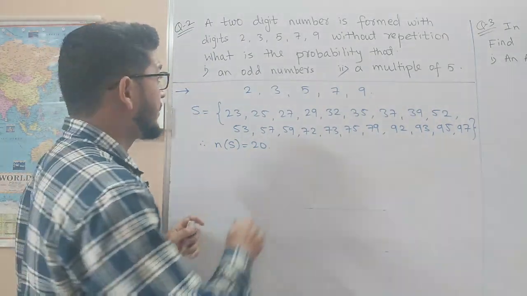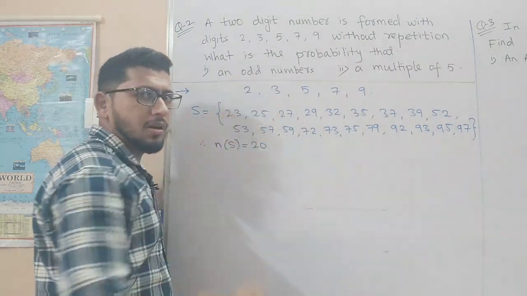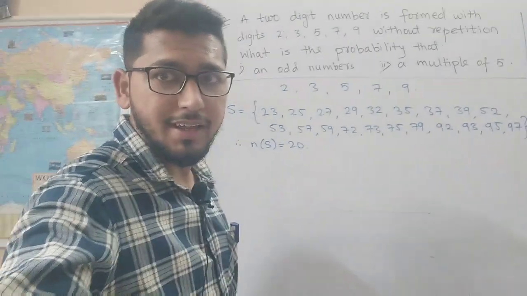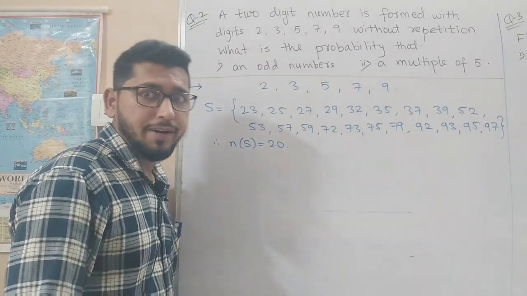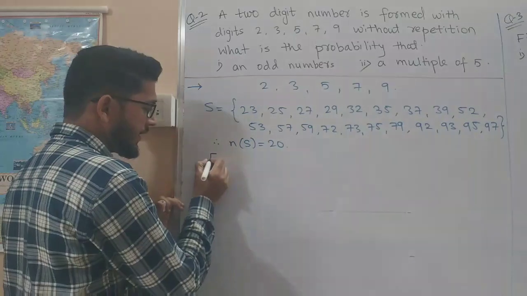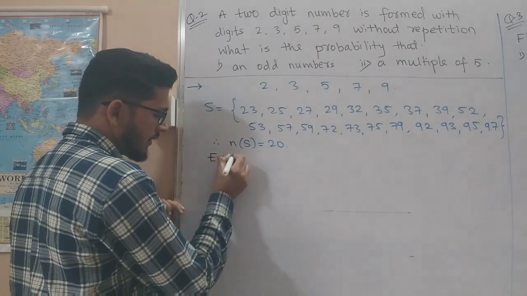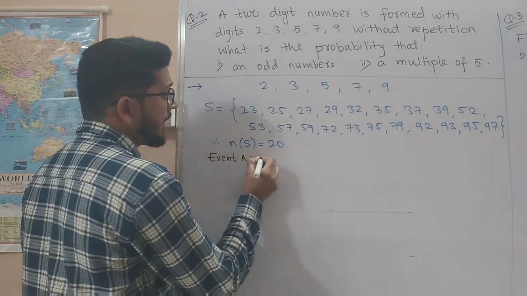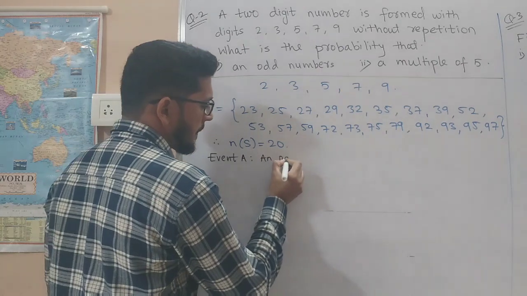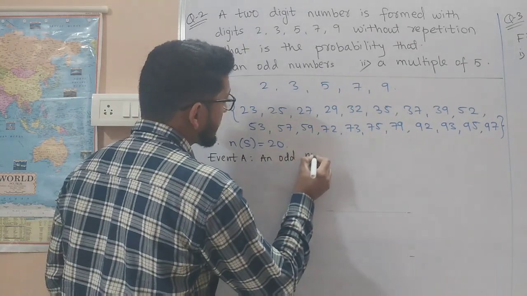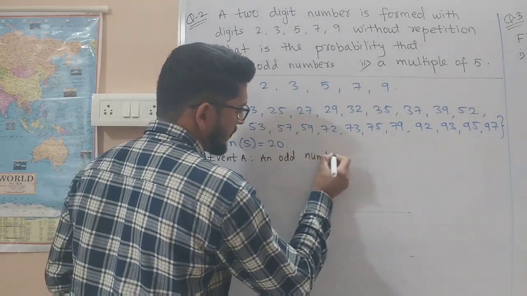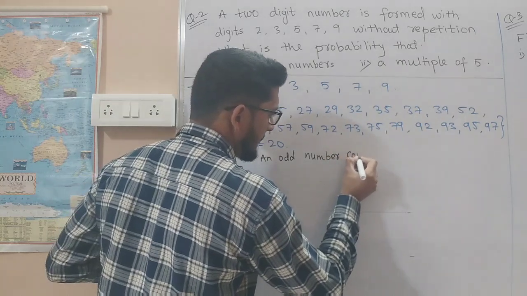After that, first it is given that an odd number comes out, मतलब हमें odd numbers के लिए sample points निकालना है. ठीक है, तो अभी इधर हम लोग लिखेंगे event A. First we'll write event A: an odd number comes out.